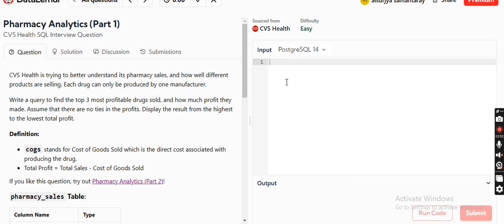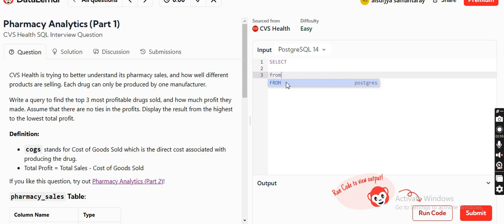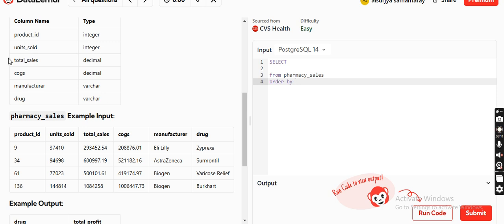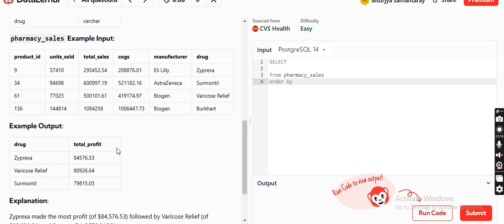So let's write the query first. Select from our table name, which is pharmacy sales, and ORDER BY, as they have told me, total profit. I will just keep this blank for now. Here is the basic table: product ID, units sold, total sales, COGS, manufacturer and drug. What we need to identify is the drug and total profit. So drug comma total profit, which, as they have mentioned, is total sales minus COGS.